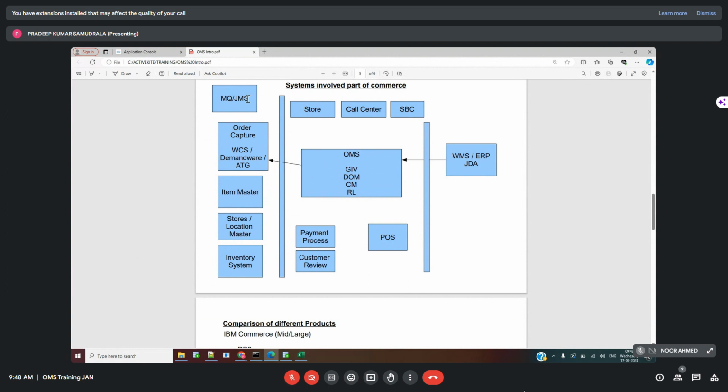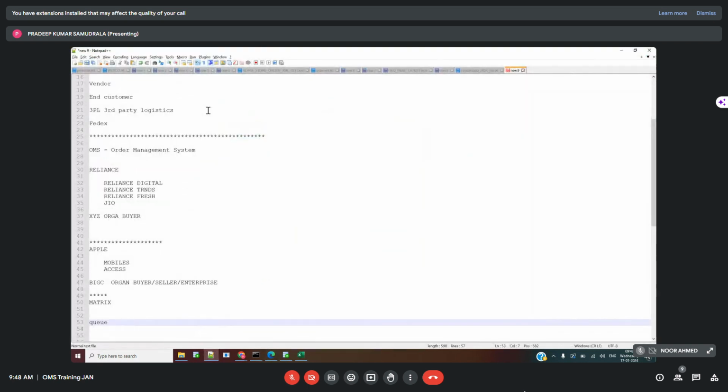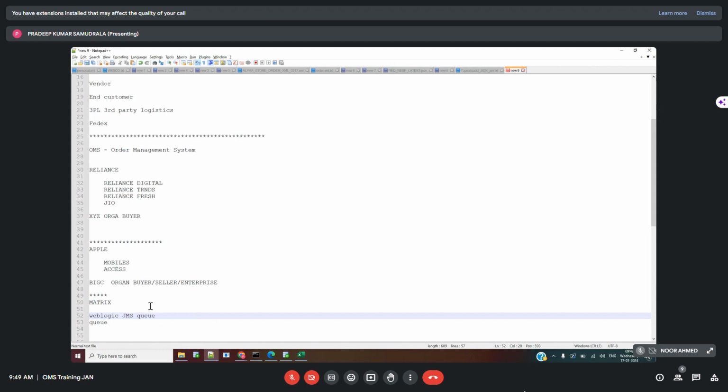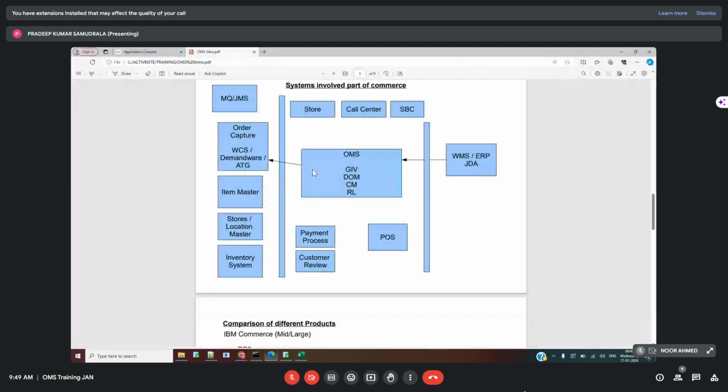And in our sessions going forward, we would be using the WebLogic JMS queues. You might have already installed WebLogic. So we would create some WebLogic JMS queues and use them as a messaging service within our Sterling OMS.